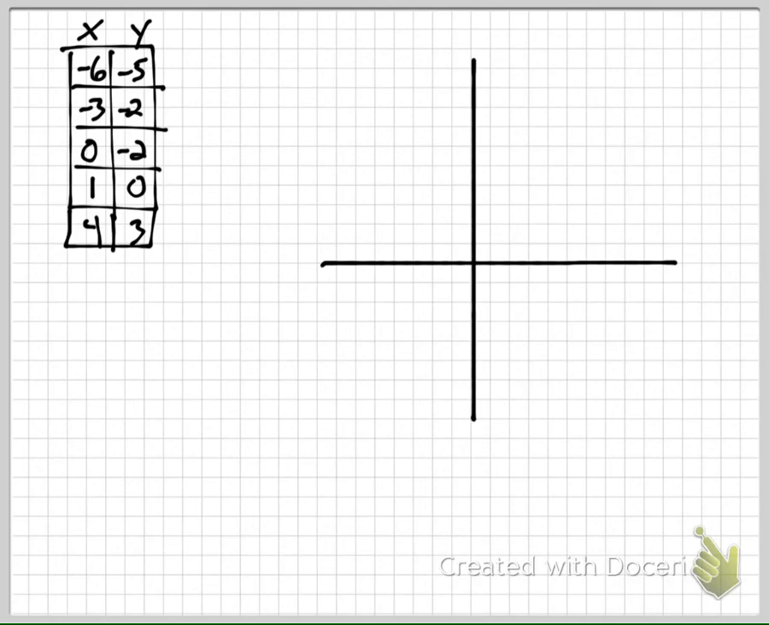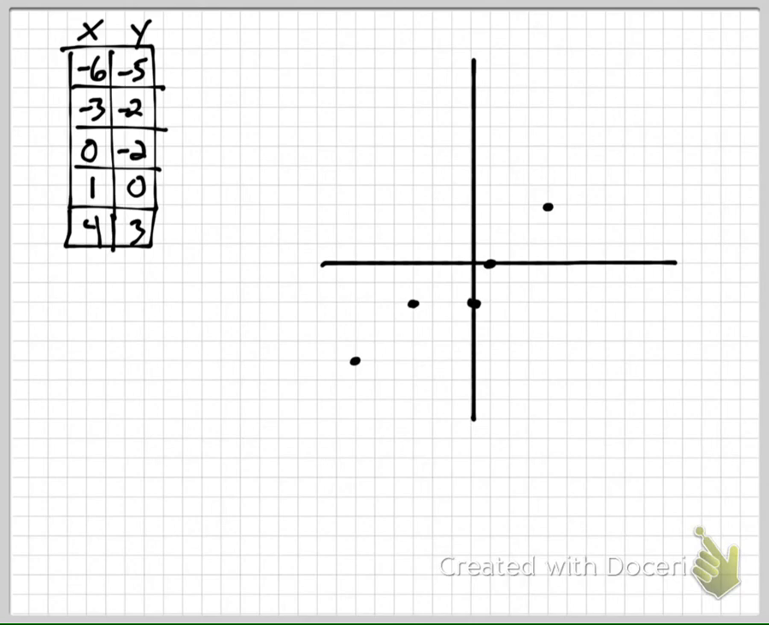-6, 1, 2, 3, 4, 5, 6, -5. -3, -2. 0, -2. 0, -2. 1, 0. And 4, 3. When you do this, yes?